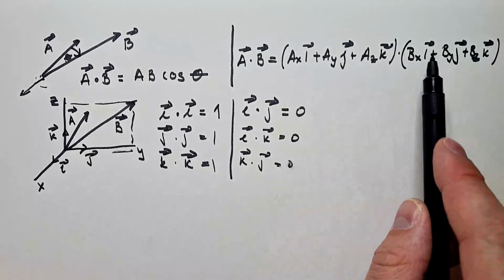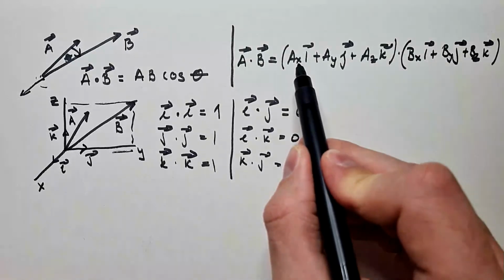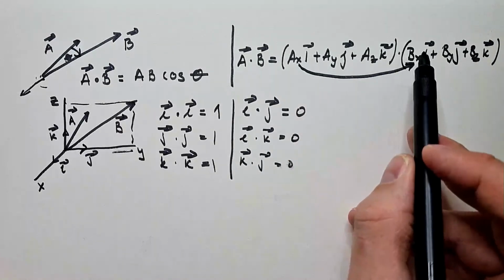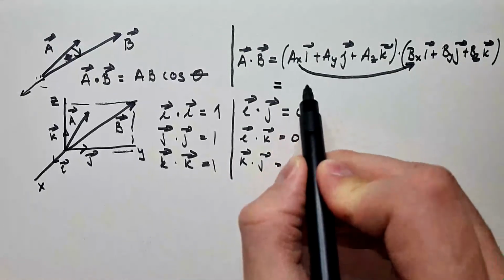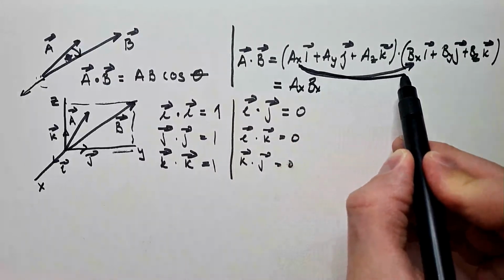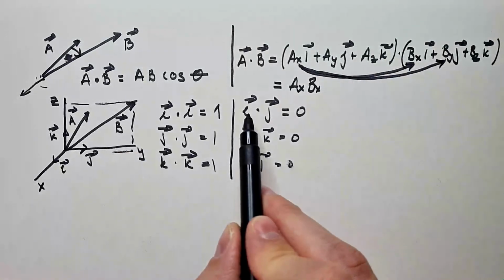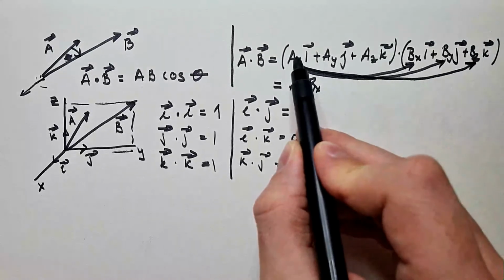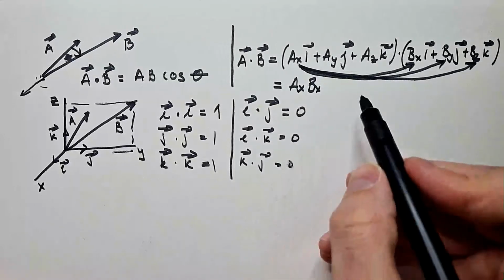Now, how do I multiply term by term? You know how to multiply these things. So, for example, I take this one, I multiply with BX. i dot i will be 1. So this will end up being AX BX. Then I multiply this one with this term, but i dot j is 0, so this one doesn't exist. Then I multiply this with the k term over here, but i dot k is 0, so it doesn't exist.